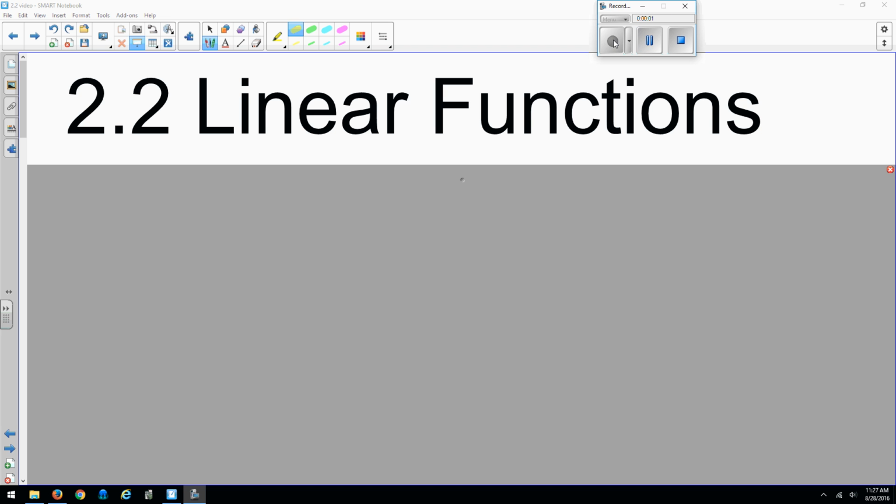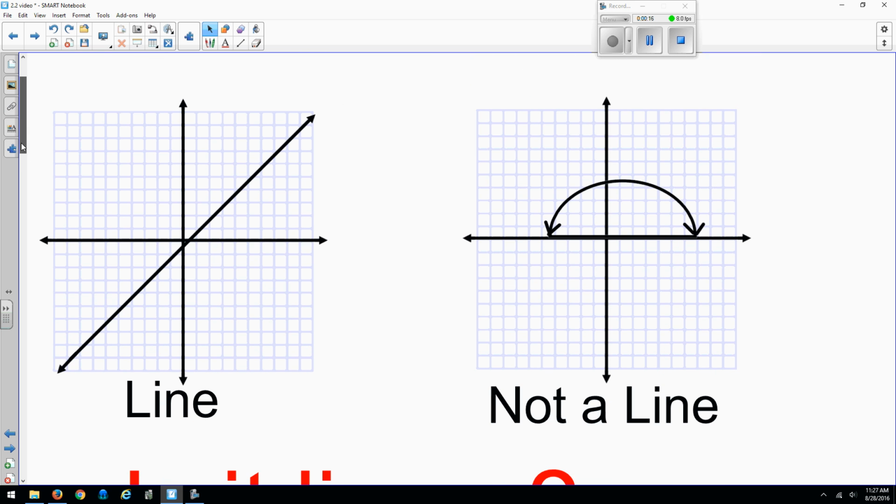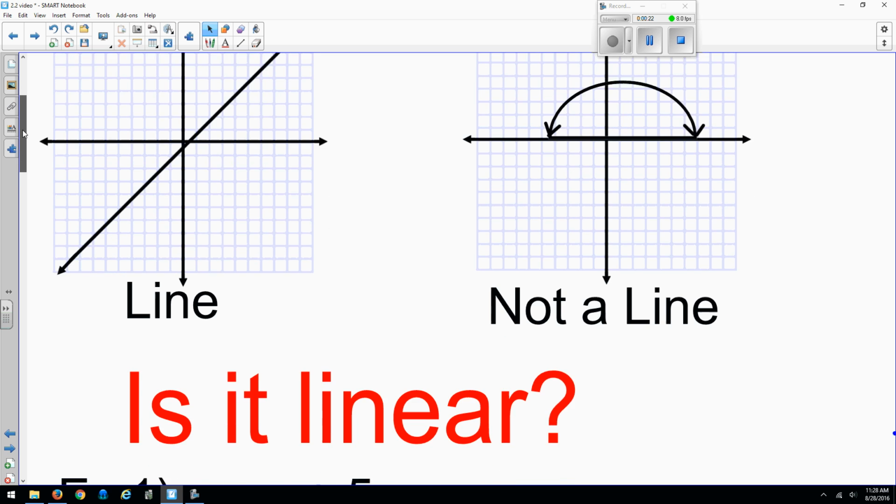2.2, linear functions. First, it's important to know what a linear function means. Here's a hint. When you're looking at a graph, you're looking to see whether or not it's a straight line. The graph on the left is a straight line, so that means it's a linear function. The graph on the right is not, so it is not a linear function.